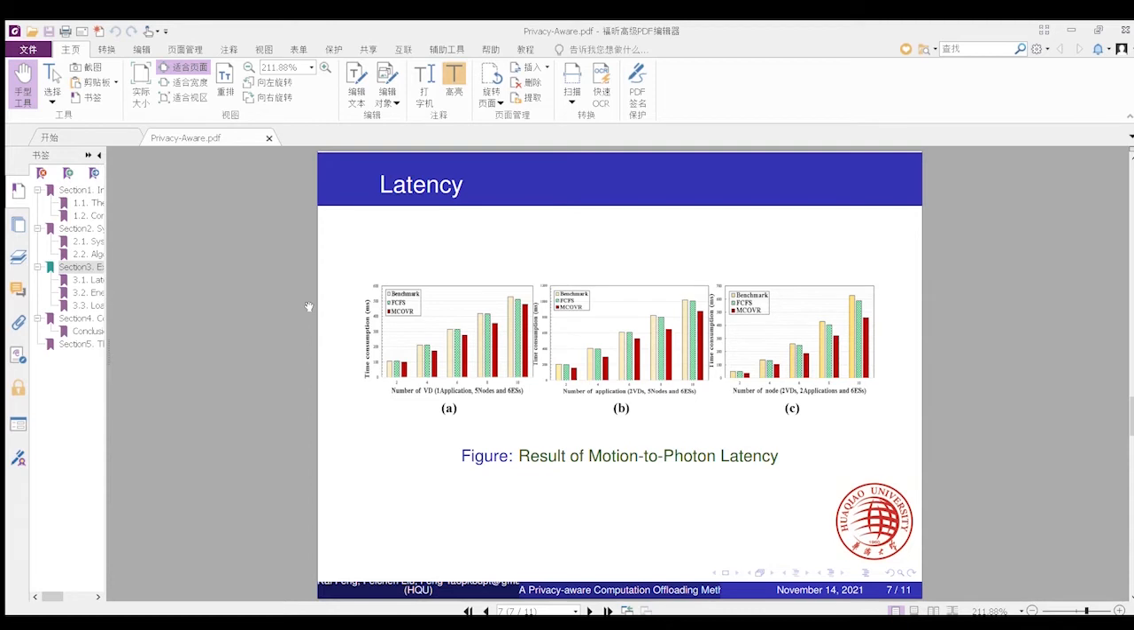The three methods are as follows. Firstly is the benchmark. The benchmark is the random selection of computation offloading strategies. It will randomly select the edge server, the local device, or the cloud center to execute the offloading. Secondly is the first come first serve method.